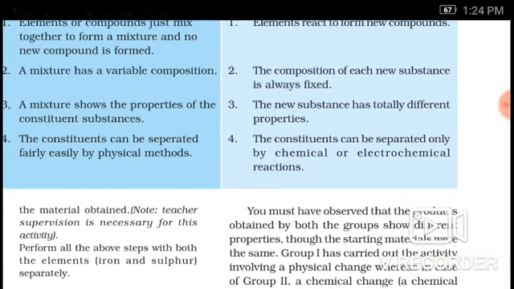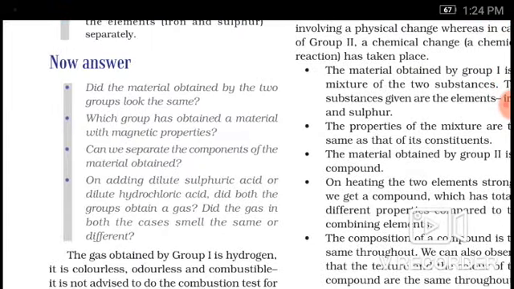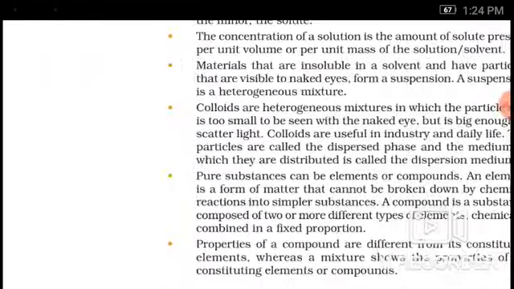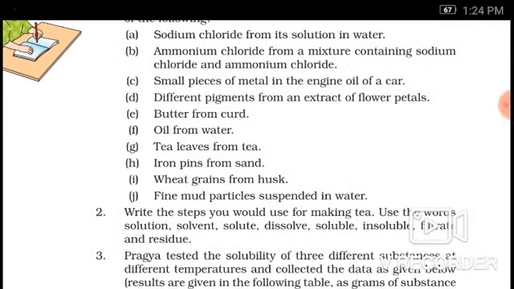Okay, now our topic or chapter is completed. In next video we will discuss about the NCERT questions, whether blue box questions or the exercise questions.